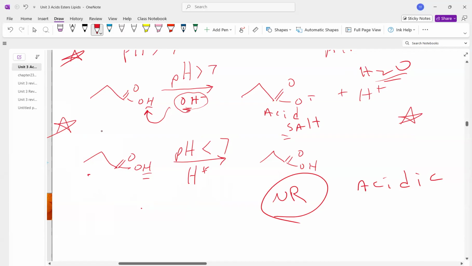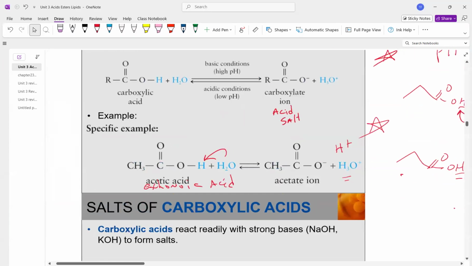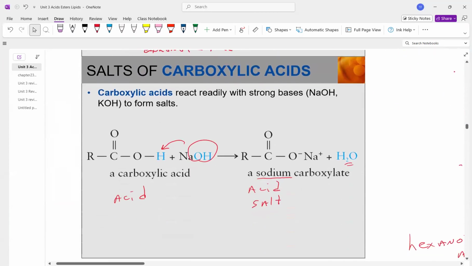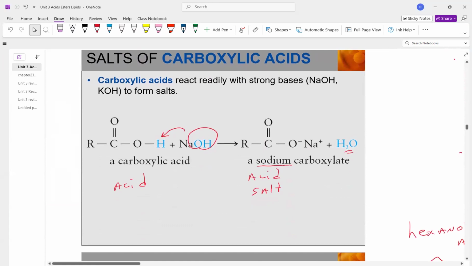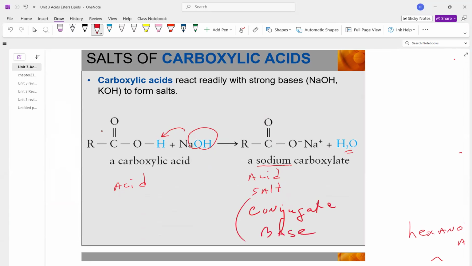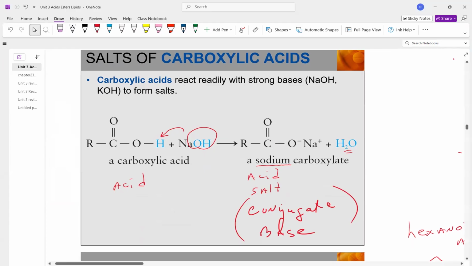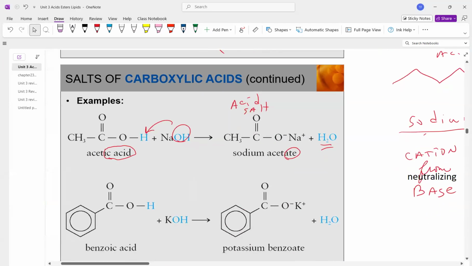Now this is how we're going to use it to make soap today. We're going to be creating a long carbon chain, an acidic group that has the H taken off. And that is called soap. It's also called a conjugate base. Yes, it's salt.